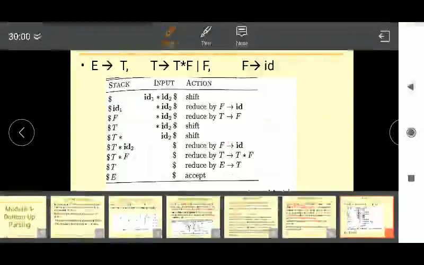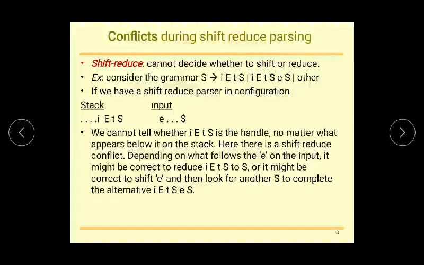Now, what are the conflicts during shift reduce parsing? Actually, there are two types of conflicts. The first one is shift reduce and the second one is reduce reduce. In a shift reduce conflict, the parser cannot decide whether to shift or reduce. Now consider our popular dangling else grammar: if expression then statement, or if expression then statement else statement, or other. Now suppose we have a shift reduce parser configuration like this: on the stack we have I E T S and the remaining input is E followed by any other symbol and dollar.